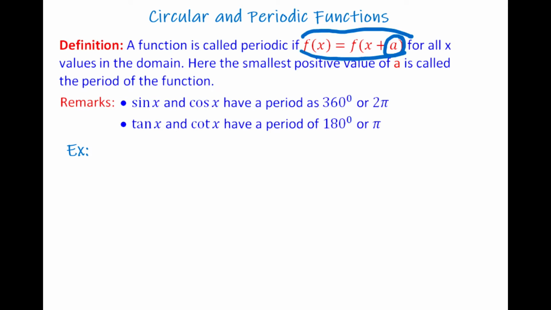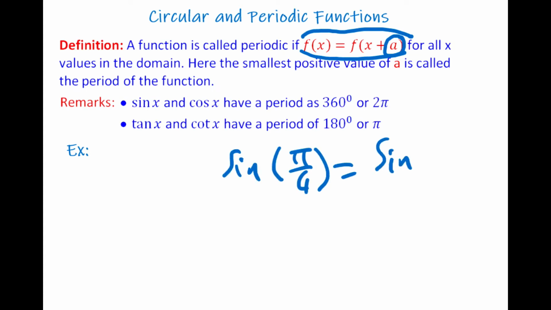And I have a remark for you guys, and it says the period of sine and cosine functions is 360 degrees or 2 pi, guys. These are the same things. And when it comes to tangent and cotangent, our period is 180 degrees or pi. Well, what I mean by this is sine, let's say, pi divided by 4, guys. And that is equal to sine of 2 pi plus pi divided by 4, guys. Why? Because the period of sine x is 2 pi, so I can easily add this here.